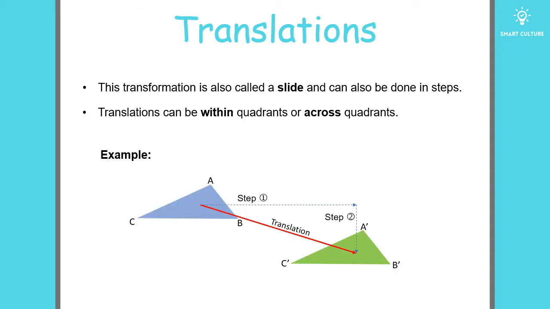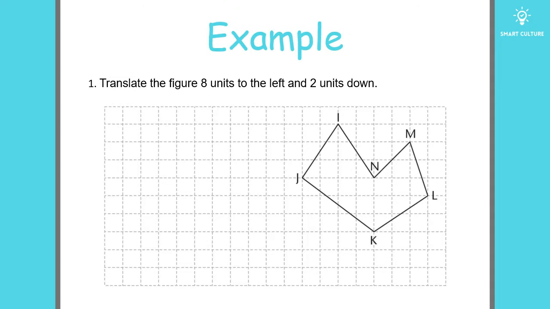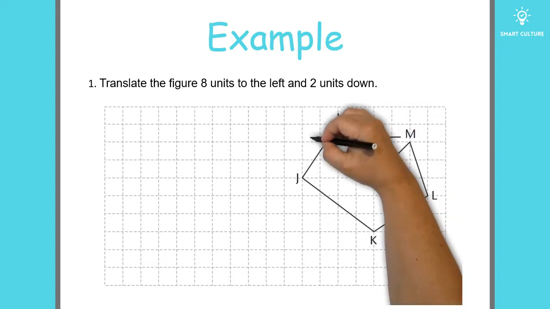Again, the blue triangle is the original triangle, and then the green triangle is the image of the blue triangle. So the green triangle has been translated. Let's take a look at this example. Translate the figure 8 units to the left and 2 units down. So now we basically have to slide this figure 8 units to the left and then 2 units down.